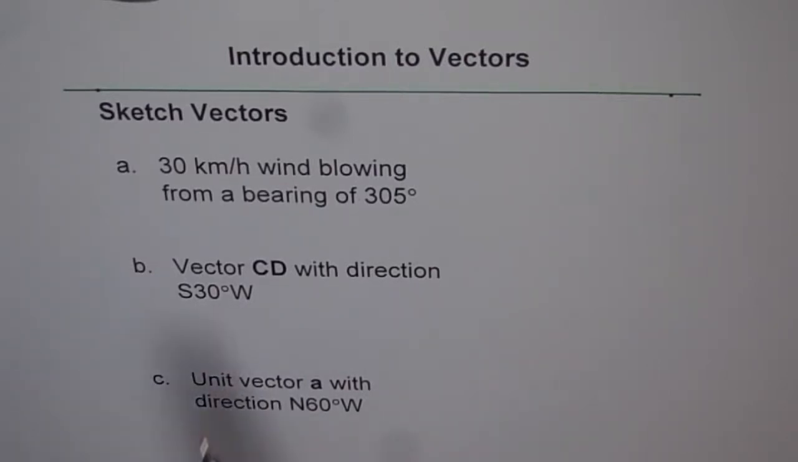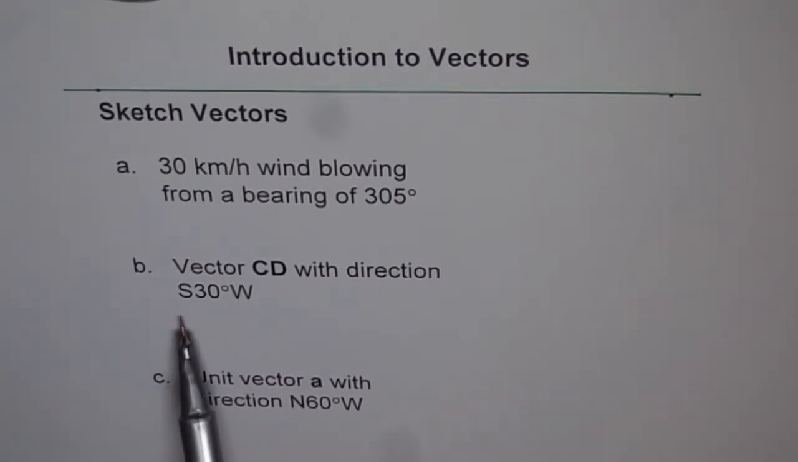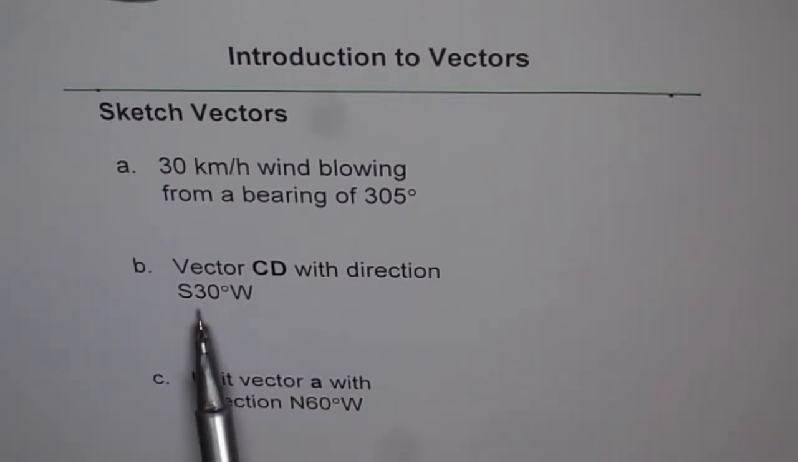Now I hope you remember how to read this. It is 30 degrees west of south. Remember that. 30 degrees west of south. So vector CD with direction 30 degrees west of south. Part C is unit vector A with direction 60 degrees west of north, correct? So that is the third part. Now you need to sketch all the three. So make a sketch and then look into my suggestions.